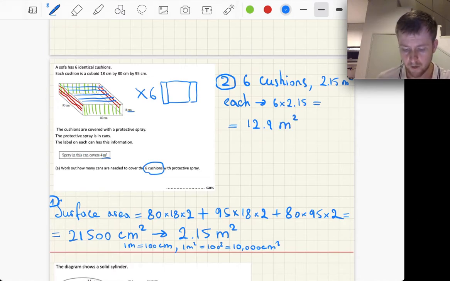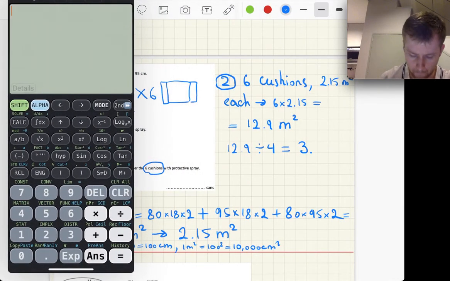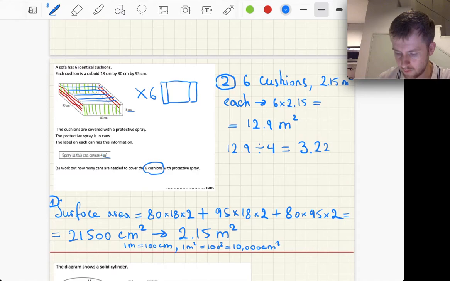Spray in this can covers 4 meters squared. Yeah. So we can do 12.9 divided by 4, and we'll get 3 point something, right? 3.225. In this case, just remember that we are talking realistically here about cans, and you cannot go to the store and tell them, give me 3.2 cans, please. You either get 3 or you get 4, right? And 3 is not enough in this case, so the answer will be 4 cans. So we have to buy 4 cans, and we will have some leftovers after that.